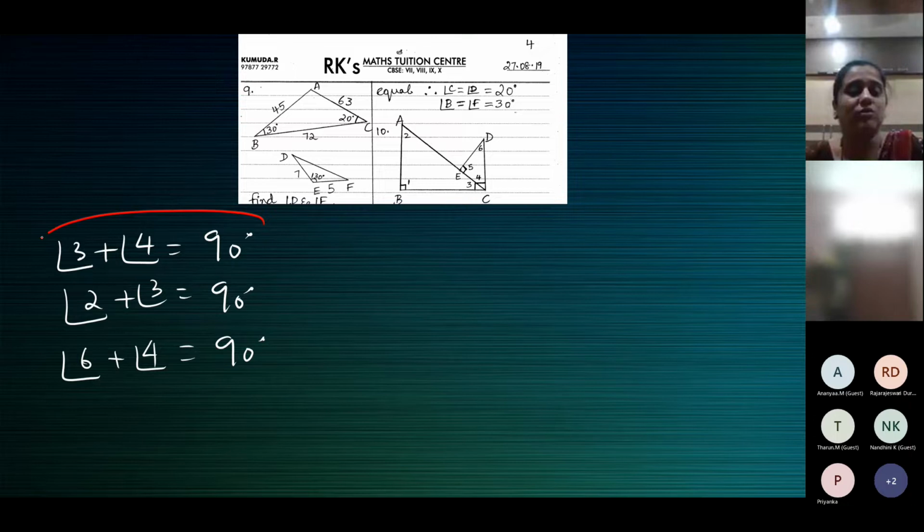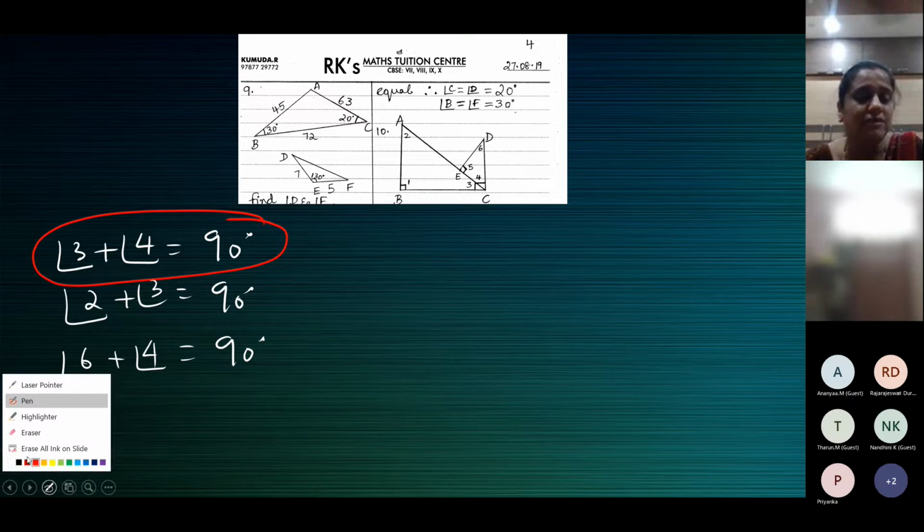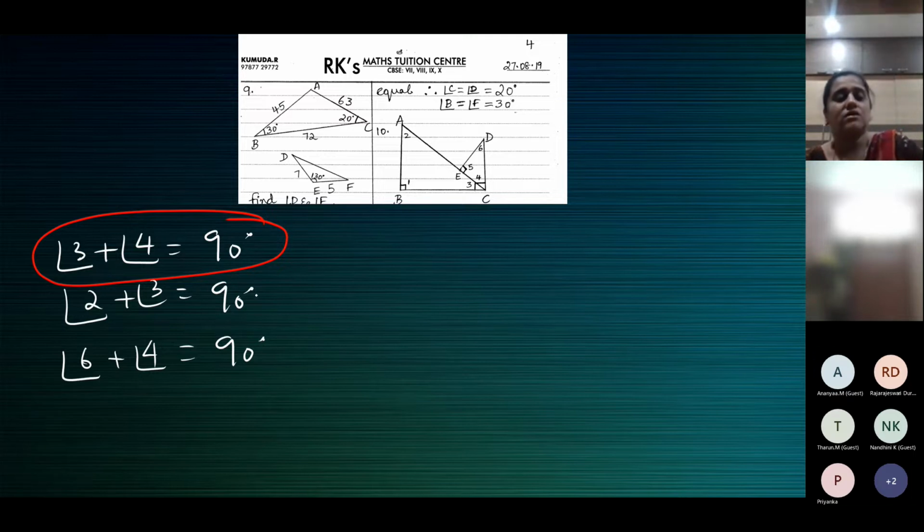This is like the leader now. Why is this the leader? This is the leader because angle 3 and angle 4 are in both the triangles. Angle 3 is in one triangle, angle 4 is in the other triangle. Angle 2 plus 3 is 90, that is of one triangle. 6 plus 4 is 90 is in the other triangle. So now compare. This is the main meaning.